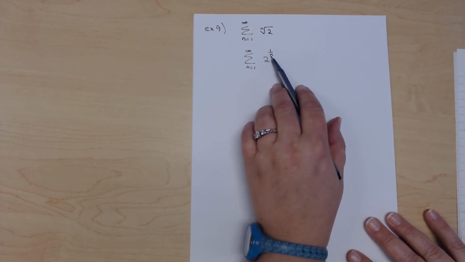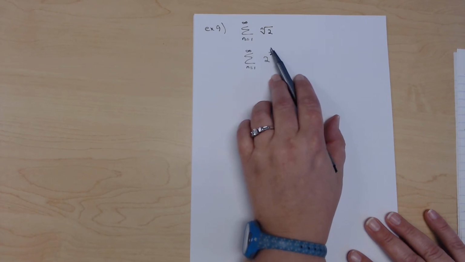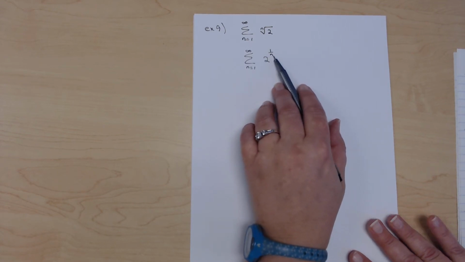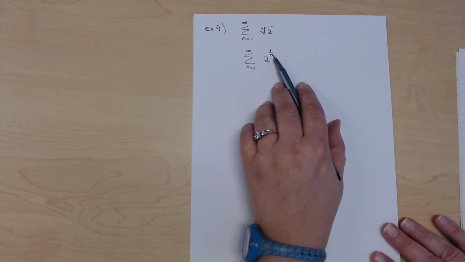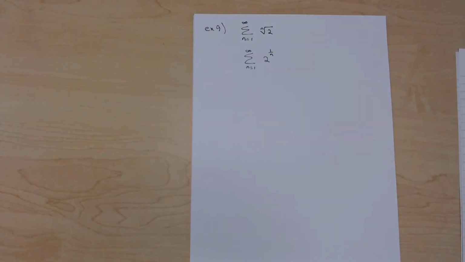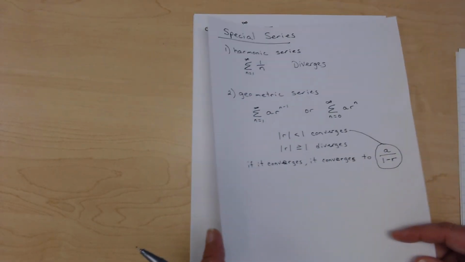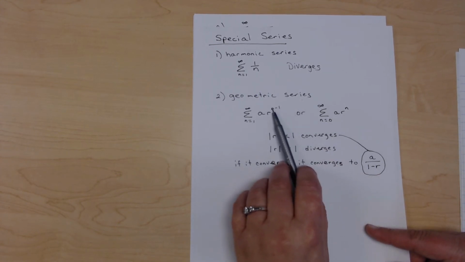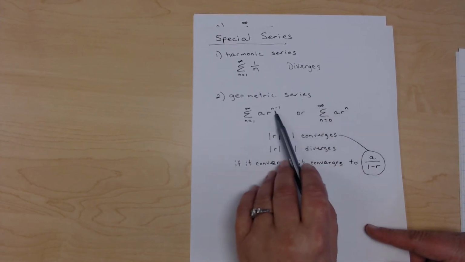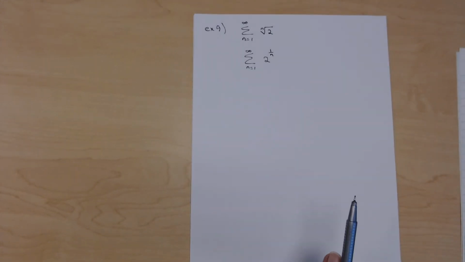Now, usually when n is an exponent, we're thinking geometric. But because it's 1 over n, that changes everything. That would be like n to the -1 or something. And the only way to use geometric is you have to have a regular n or a regular n minus 1. That's the only way to use geometric. So this one's a little tricky.